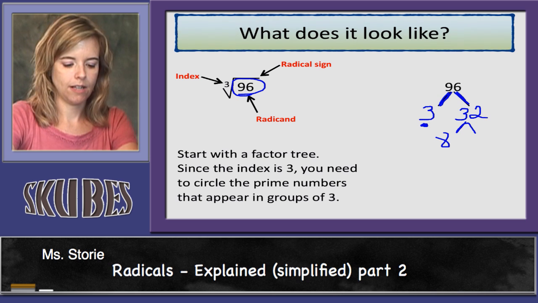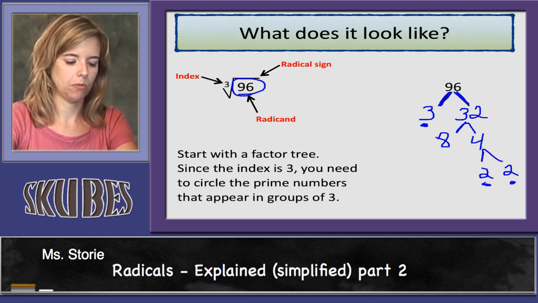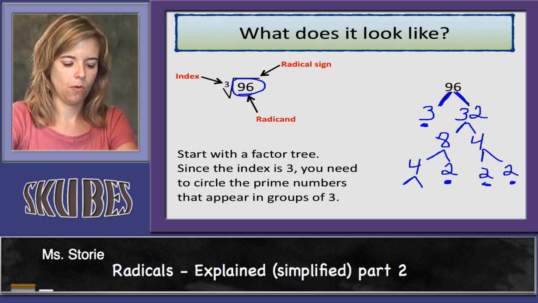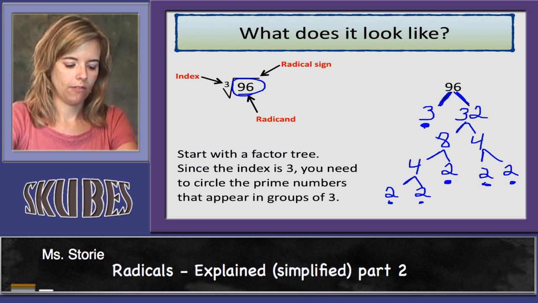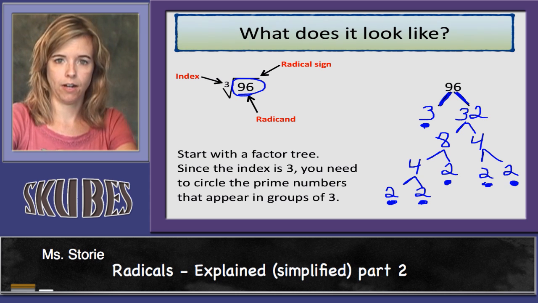32 can get broken down into 8 and 4. I don't have any prime numbers yet, so I got to keep going. 4 can be broken down into 2 and 2. And oh, look, 2 is a prime number, so you have 2 more prime numbers. 8's not prime, so I still have to keep going. I have 4 times 2, oh, prime number. And then 4 can be broken down into 2 and 2. All right, now I'm down to prime numbers. So I've got 3, I've got 2, another 2, another 2, another 2, and yet one more 2. So I've got 5 2's and a 3.